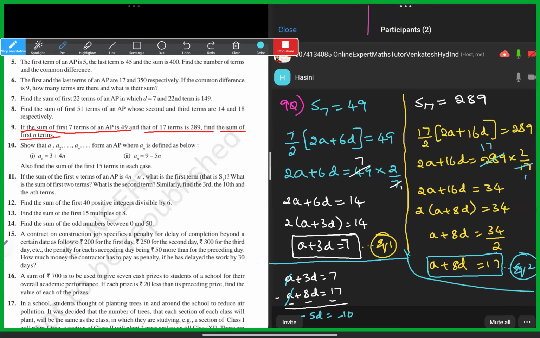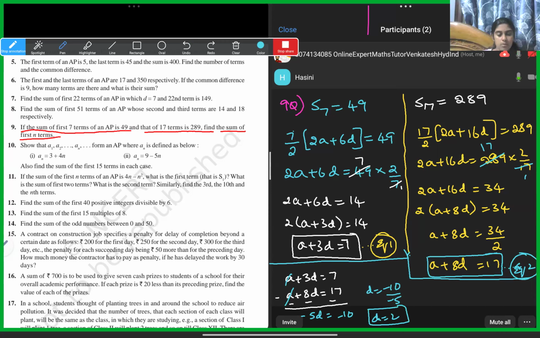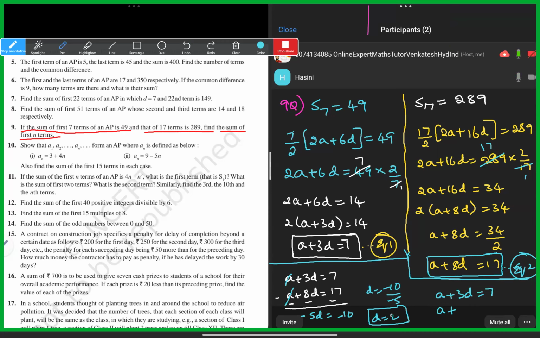So d is equal to minus 10 by minus 5, so d is equal to 2. If I substitute d equal to 2 in equation 1, a plus 3 into 2 is equal to 7, so a is equal to 7 minus 6, which is 1.